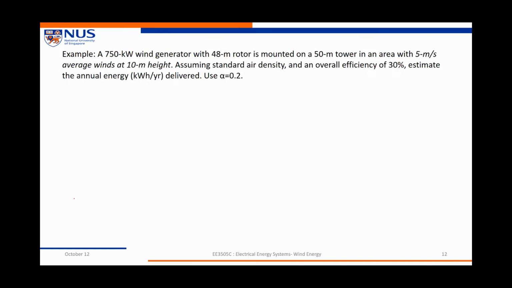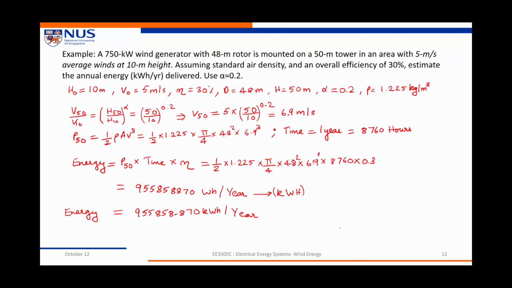A 750 kilowatt wind generator with a 48-meter rotor is mounted on a 50-meter tower in an area with 5 meters per second average speeds at 10-meter height. Assuming standard air density and overall efficiency of 30%, estimate the annual energy delivered. Use alpha equal to 0.2. So the energy would be 955,858.87 kilowatt hour per year.